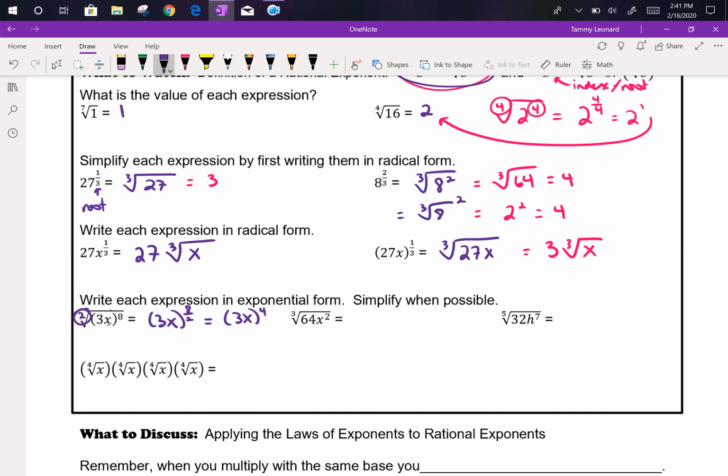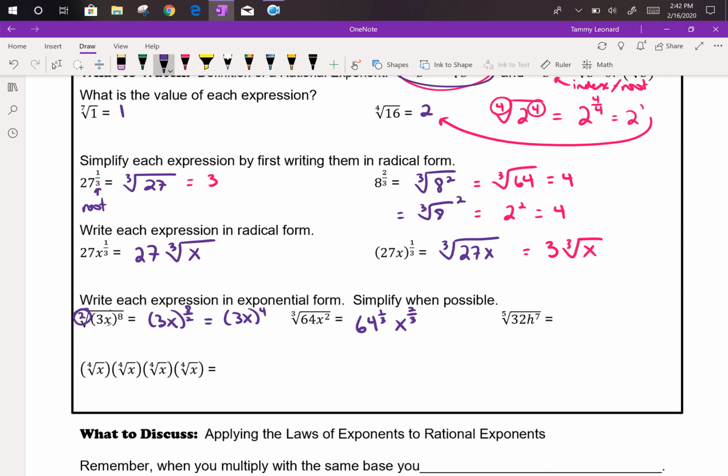The next question says the cube root of 64x squared. So the cube root is applied to both the 64 and to the x squared. But the square is only on the x. So the 64 and the x will end up with two different exponents. 64 is to the power of 1/3 because the 64 didn't show a power, so it had an invisible power of 1, whereas we were taking the cubed root, so we see that index of 3. X is being raised to the power of 2/3 because we already saw that it has a power of 2, and now we're also taking a root of 3. So that's rewriting it in exponential form.